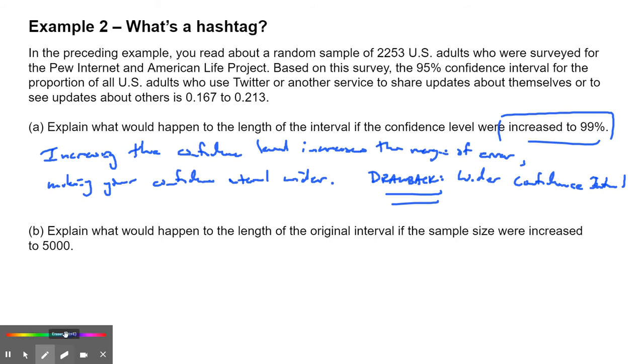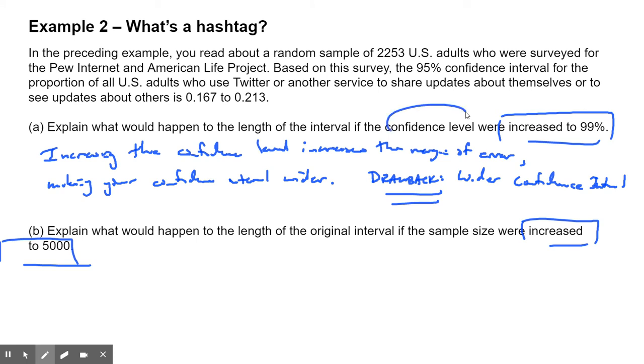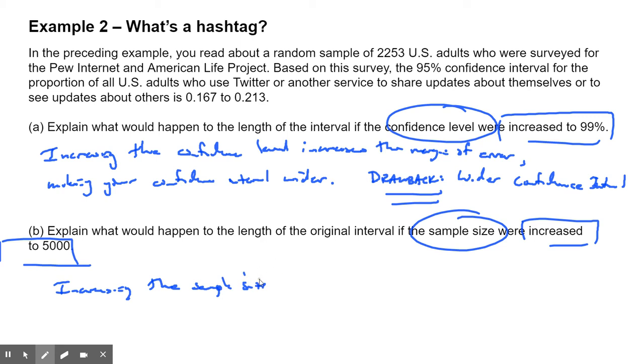Okay. All right. Example B. Explain what would happen to the length of the original interval if the sample size were increased to 5,000. So now we're increasing the sample size to 5,000. So part A was about the confidence level. Part B is about the sample size. So increasing the sample size, now we want to ask more people, because increasing the sample size is going to decrease the margin of error, right? If we ask more people, we think we'll be huddled around the point estimate more, so it's going to decrease the margin of error.